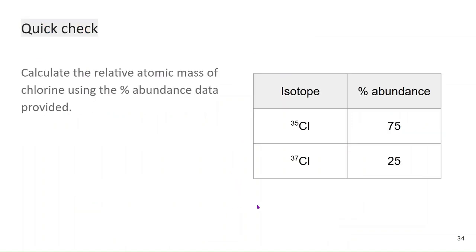Let's practice. Let's calculate the relative atomic mass of chlorine using the percent abundance data provided. We have two isotopes of chlorine, chlorine-35 and chlorine-37, and we have their percent abundance. So take a moment and calculate the relative atomic mass of chlorine.